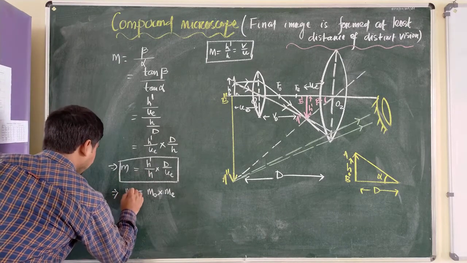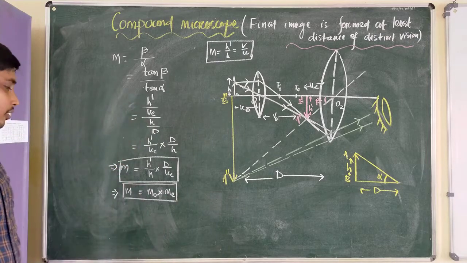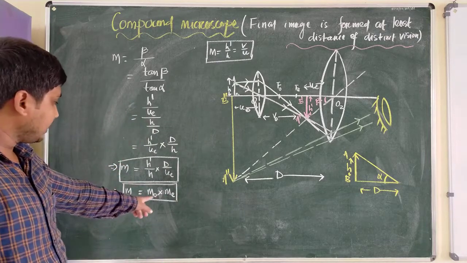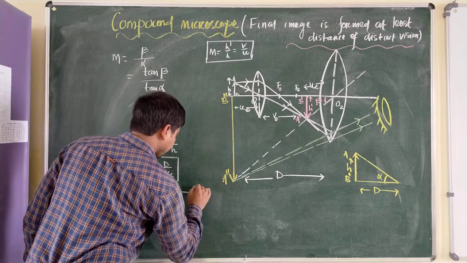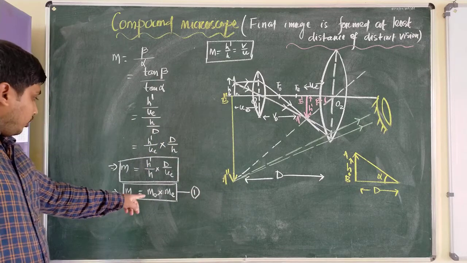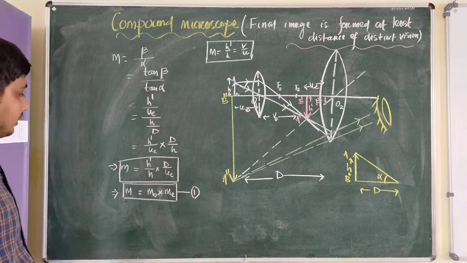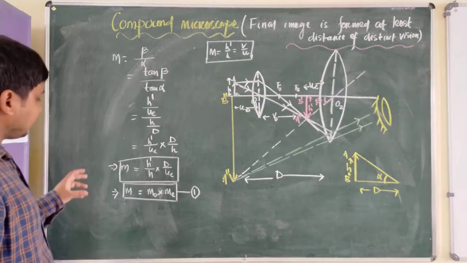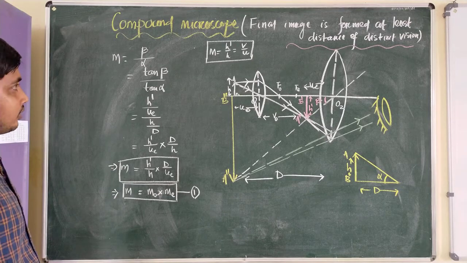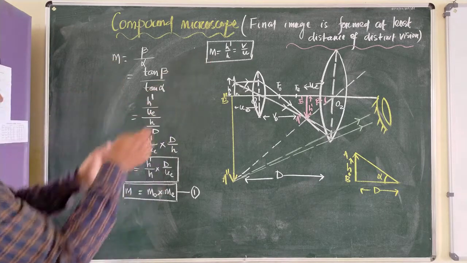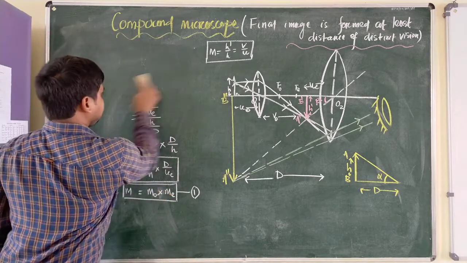So MO is the magnification of the objective, and ME is the magnification of the eyepiece. Hence, our total magnification is MO into ME, where MO is the magnification of the objective and ME is the magnification of the eyepiece. That will be equation number 1, where MO is h prime by h and ME is D by UE. Now we'll simplify it and find out the net magnification of this compound microscope, where the final image is formed at the least distance of distinct vision. I will just write it down here in the above.